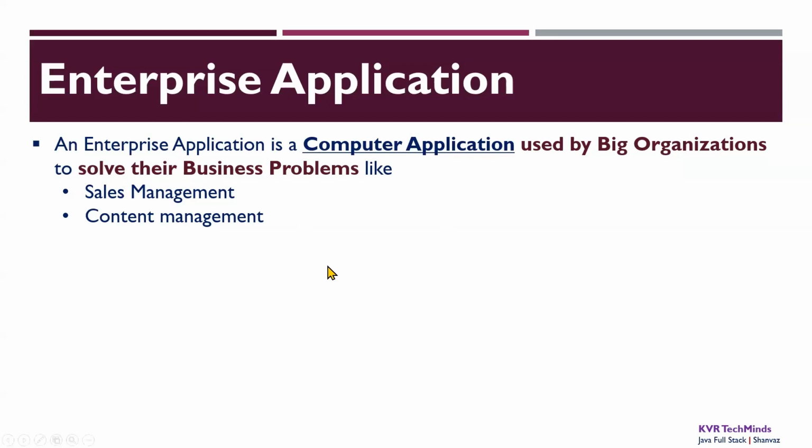Next is customer service. After buying the product, how are we going to support the customer? If the customer is having some issues, how is your application going to address those customer issues? That is also one of the business requirements. And search functionality: when you are building an enterprise application, you should have search functionality also. If you go to Amazon, you can search for many products.